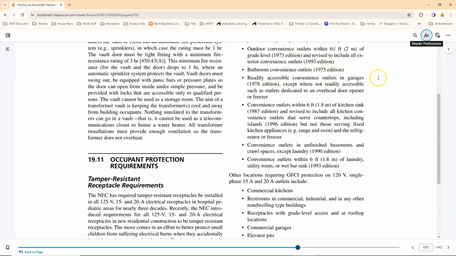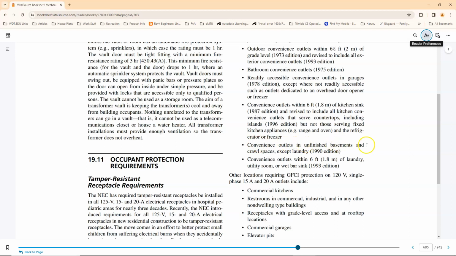Readily accessible convenience outlets in garages, 1978, but not necessarily pertaining to things that are sort of out of reach, like an overhead door opener or a freezer. Convenience outlets within 6 feet of a kitchen sink, that's interesting, but not necessarily things serving fixed appliances. So we just basically don't want to be able to drop, say, a toaster into your sink, right? And the 6 feet is probably just because of the average length of a cord on an appliance.